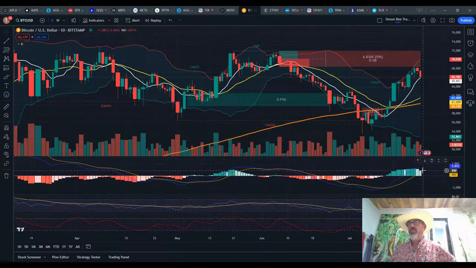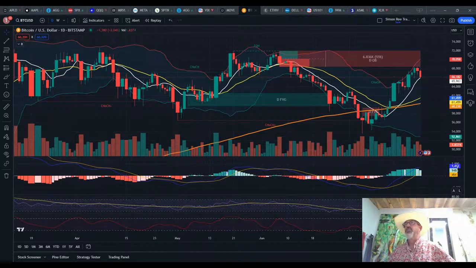MACD looks like it's starting to turn over. Today the histogram is lower than yesterday, so it's starting to turn over a little bit. RSI is turning over. Slow stochastic really isn't budging all that much. So this could be, and understand Bitcoin trades 24/7.